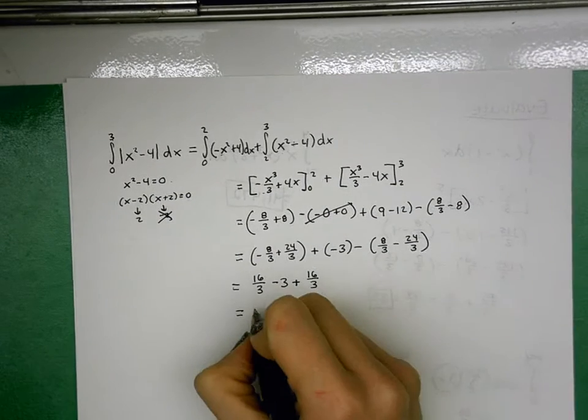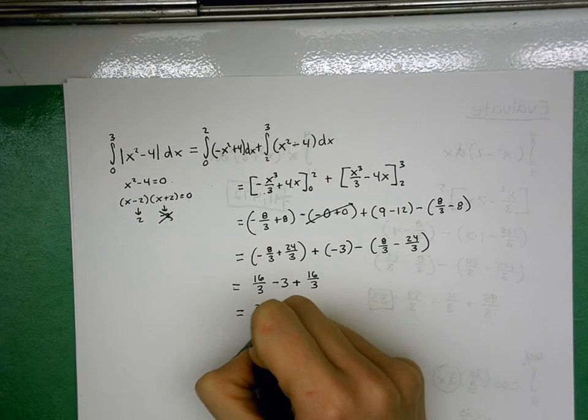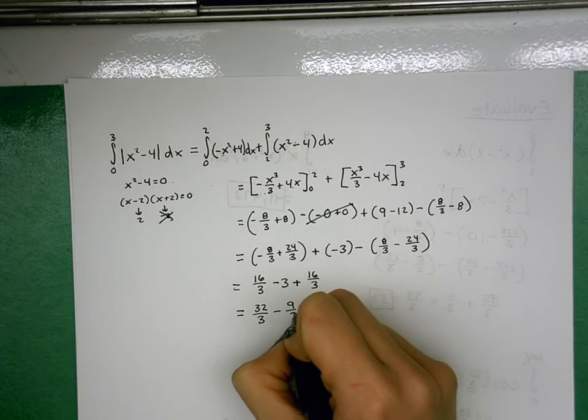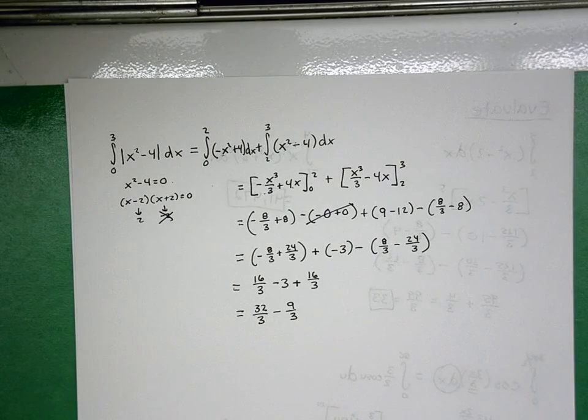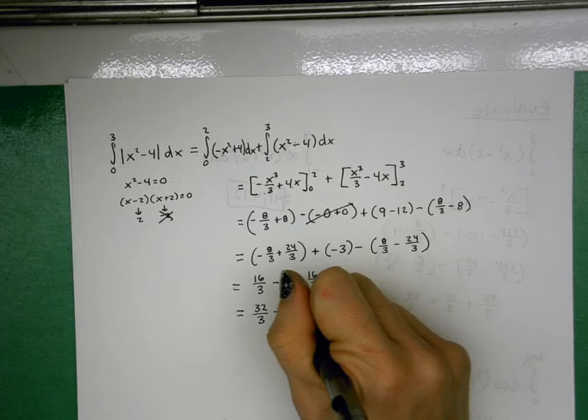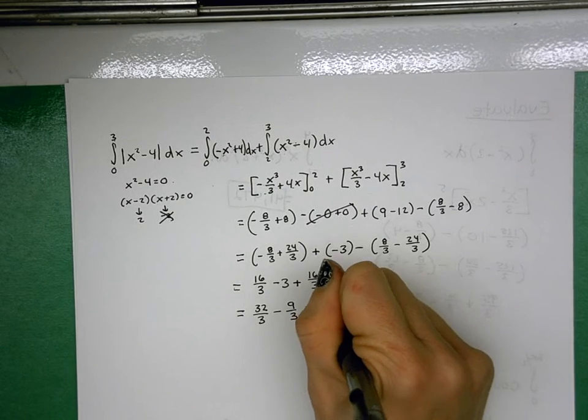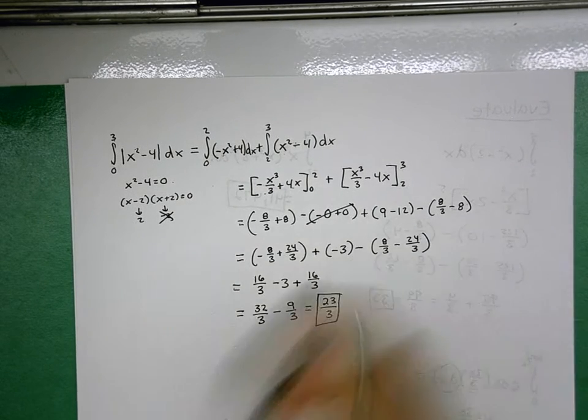16/3 plus 16/3 is 32/3, and this 3 is 9/3, so I have a common denominator. And 32 minus 9 is 23. And there's your definite integral.